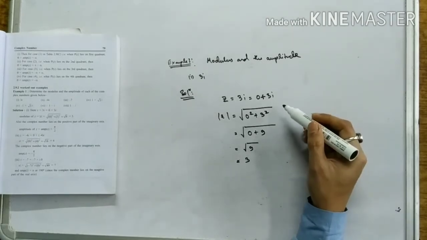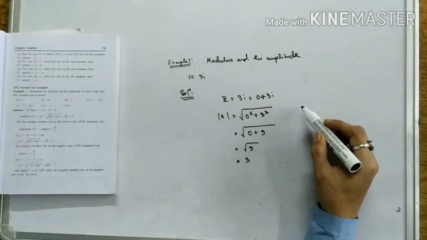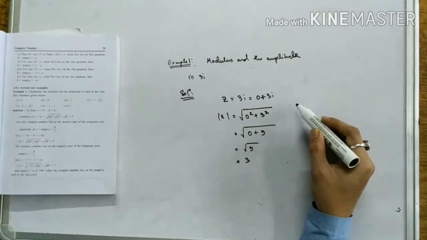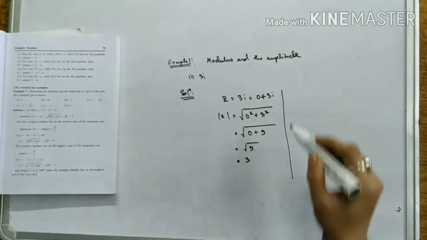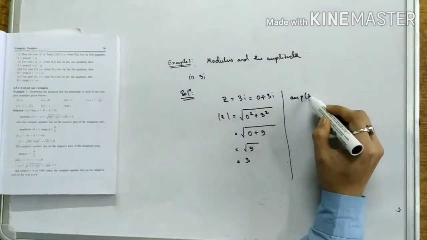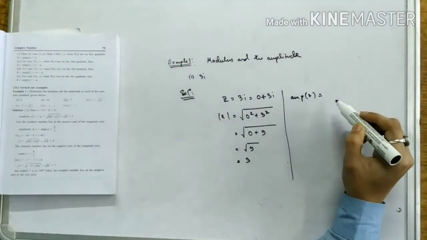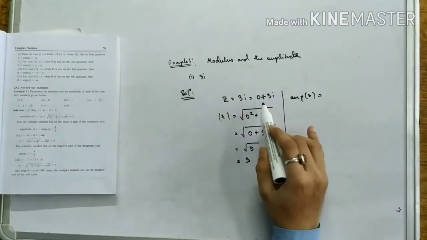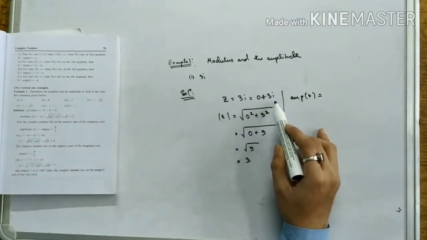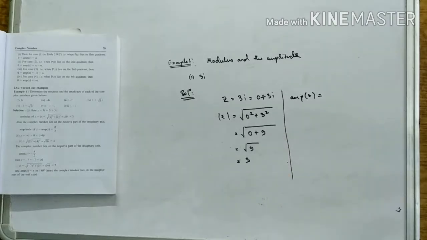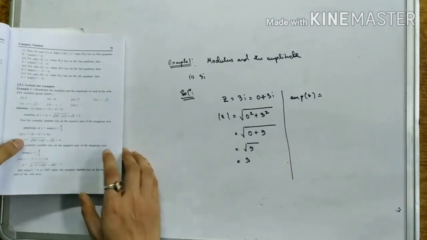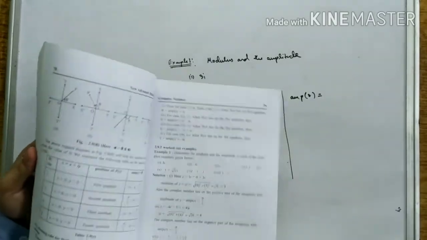And next I have to determine the amplitude of z. Amplitude of z will be equal to, you see this is 3i, 0 plus 3i. That means the complex number lies on the positive part of the imaginary axis. Yes, it lies on the positive part of the imaginary axis. Now one thing I skipped here.